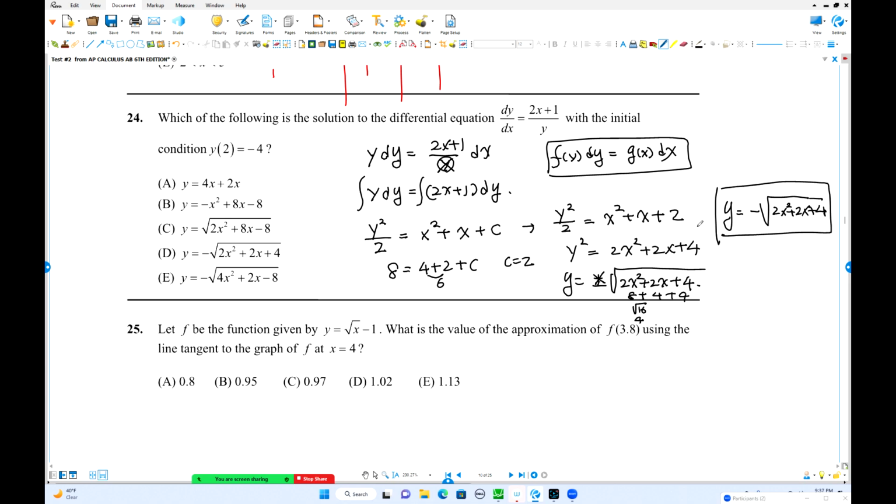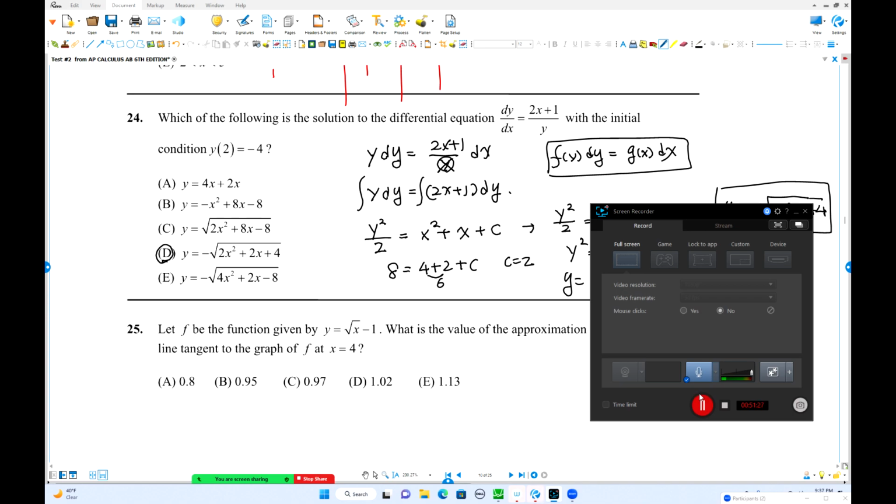So we have an answer over here. Okay, figure out this one. After you completely understand this one, let me know.